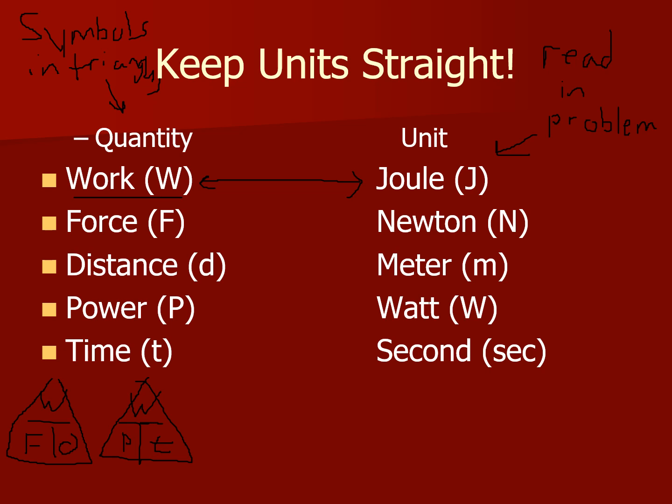Okay? So if I read a problem and it says 4 newtons, newtons is the unit for force. So that means the 4 newtons would go in for the force on the triangle. Meter is the unit for distance. So if I see a problem and it says meters, it's going to go in for the D on the triangle. Watts, if I am reading a problem and it says 60 watts, 60 W, because I'm reading in a problem and this W is next to the number, I know it's a watt.